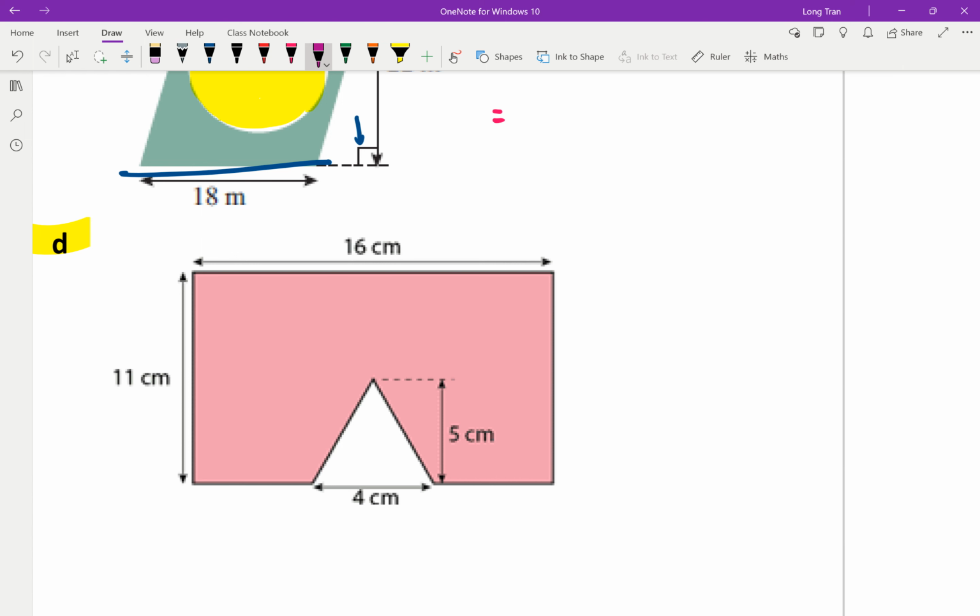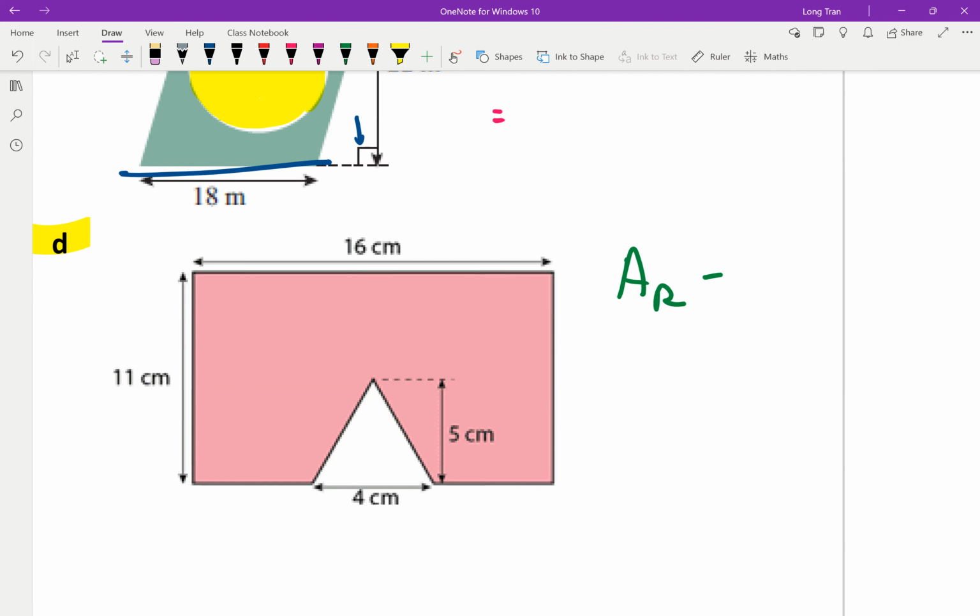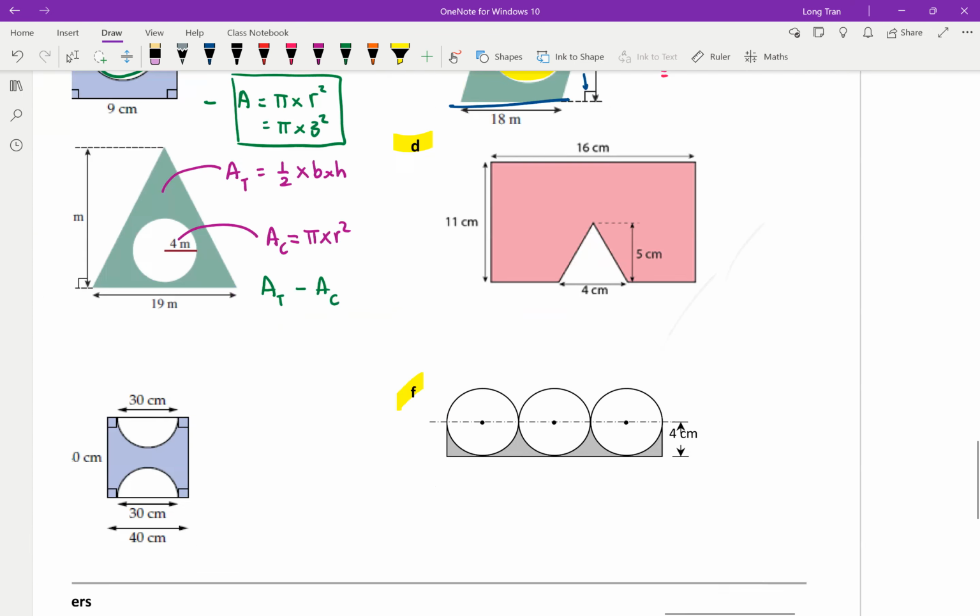Again, same thing. Find the area of a rectangle. You get the full area. And then what are you minusing? What are you removing? Hopefully you figured out that you had to remove the area of a triangle. Okay, so area of rectangle minus area of triangle is how you find the answer. Have a go with that. See if you're getting the right answers.